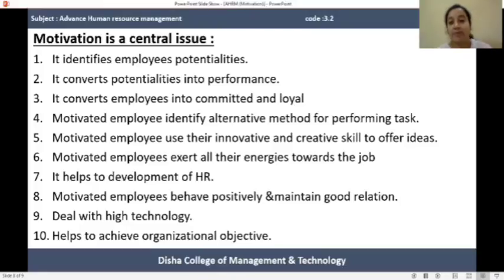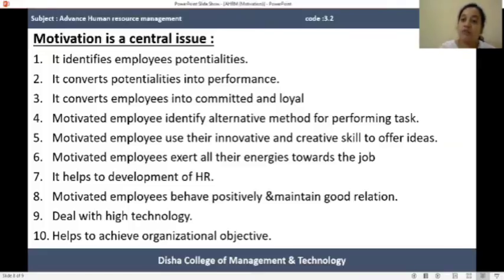Motivation helps the employee to be loyal, committed, and dedicated. How? If the employee is positively motivated, then the organization is able to create a strong positive image of the company in the minds of the employees. So the employees are satisfied with the organization, and they want to do everything for the betterment of the organization.